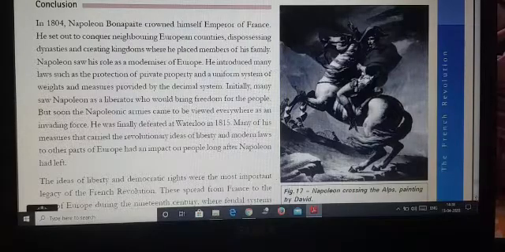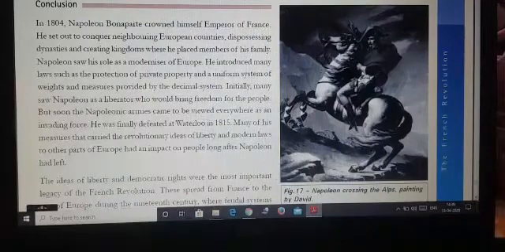He introduced many laws such as protection of private property and a uniform system of weights and measures, providing the decimal system. Means everything was very uniform. Initially, many saw Napoleon as a liberator. Means he was seen as a messenger, a liberator from all the atrocities that other kings were doing. He would bring freedom for the people, but soon Napoleon's armies came to be viewed as an invading force. He was finally defeated at Waterloo in 1815.